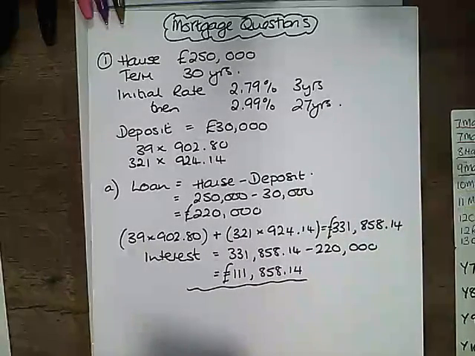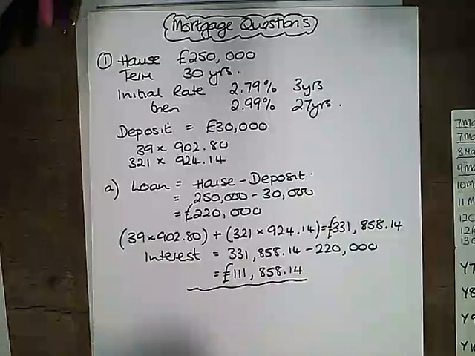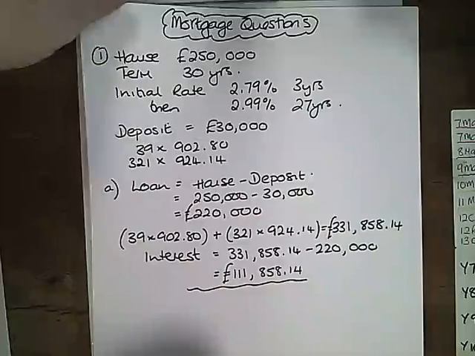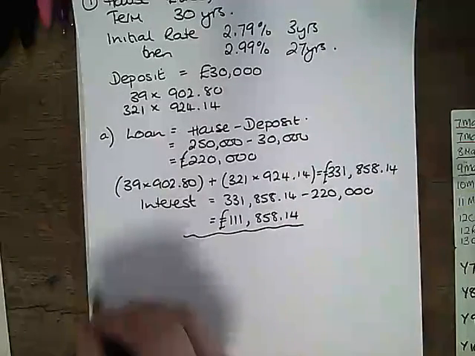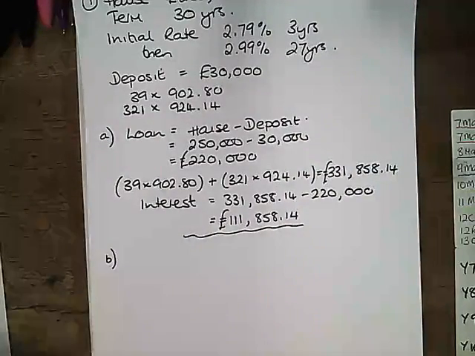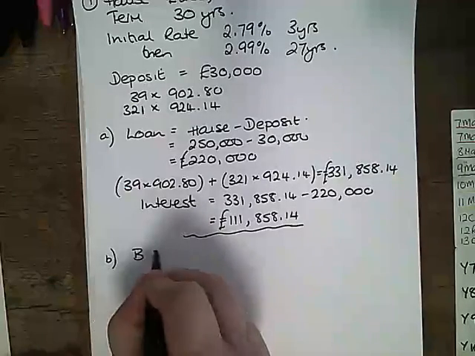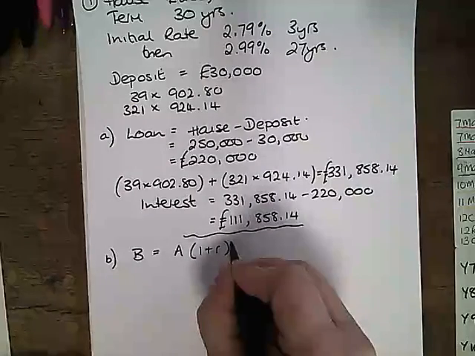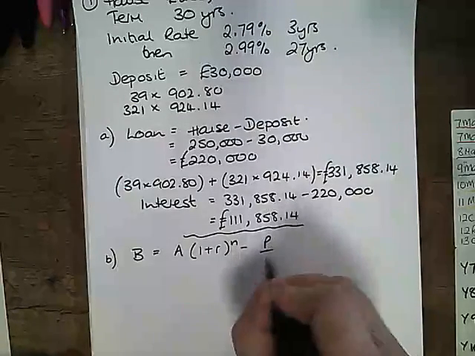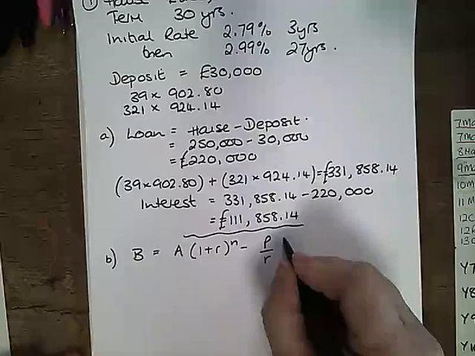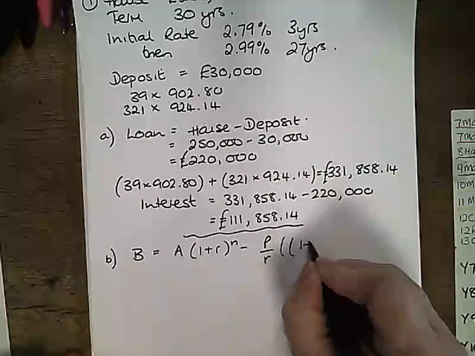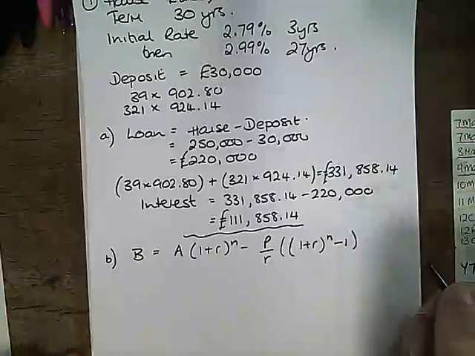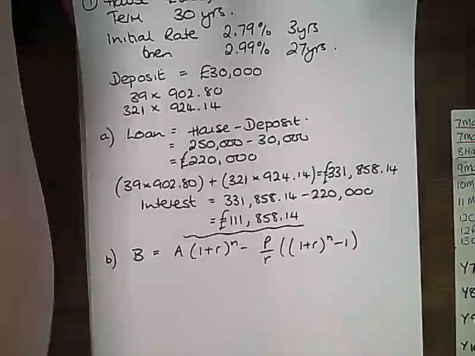Okay, then we're going to use this complicated formula for B, because B is asking you to work out how much is owed after 3 years. So the formula is this, I'll just write it out again. B is equal to A brackets 1 plus R to the N minus P over R bracket 1 plus R to the N minus 1 close bracket. Okay, and I'm just going to annotate what these things are.